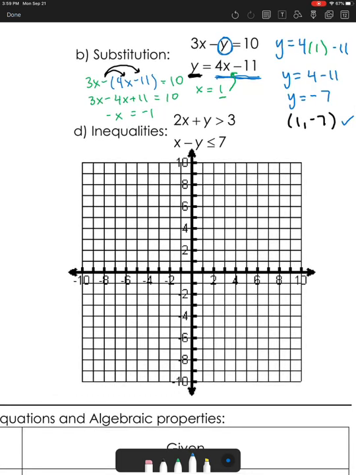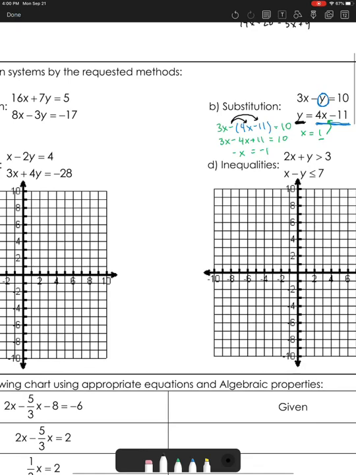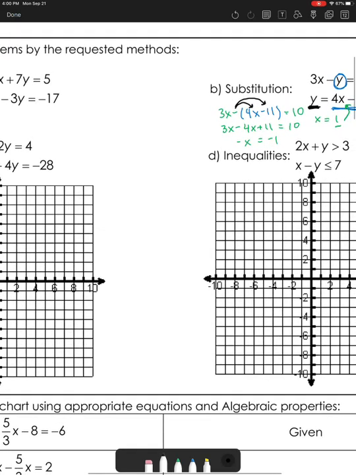So first thing we need to do is solve each inequality for y so that it's written in slope-intercept form. So 2x plus y is greater than 3. Let's see, I'm going to move over here to have some more room. So that can be rewritten. I need to subtract 2x from both sides. And so I'm left with y is greater than negative 2x plus 3.